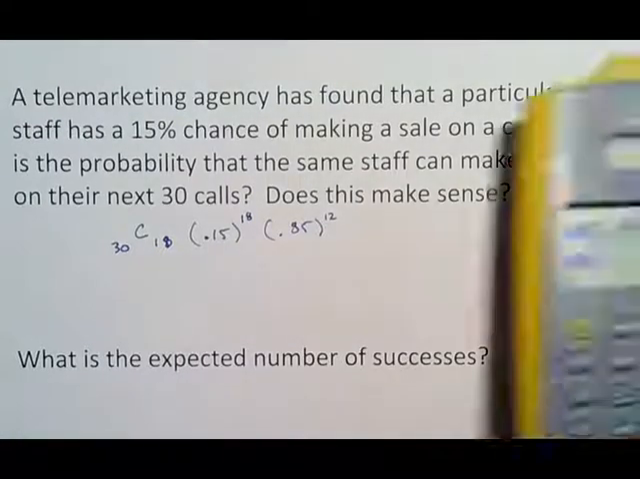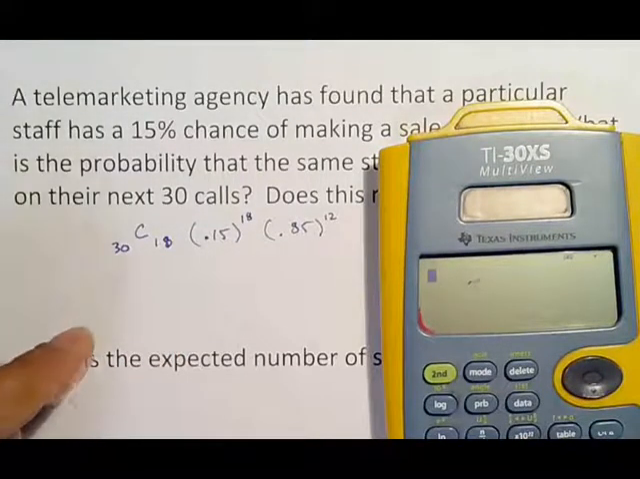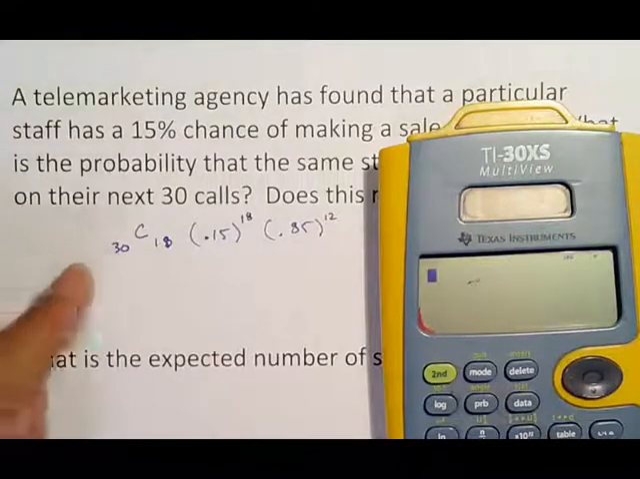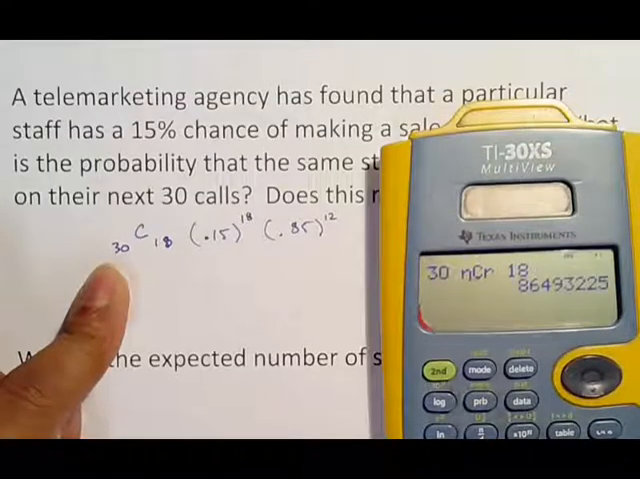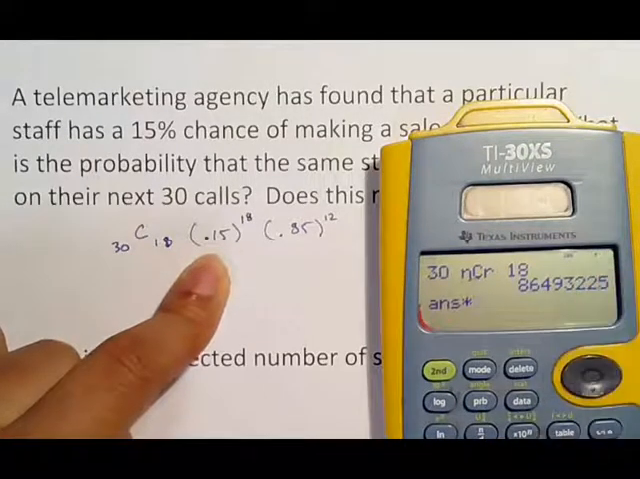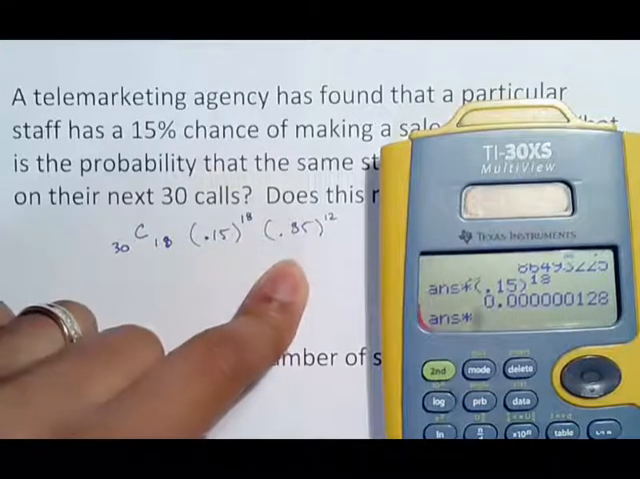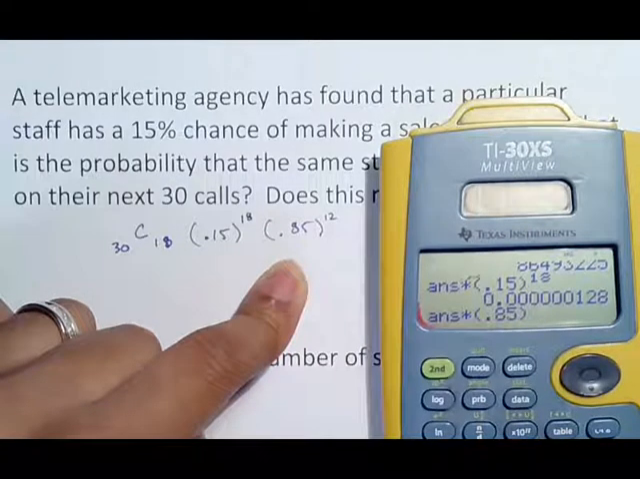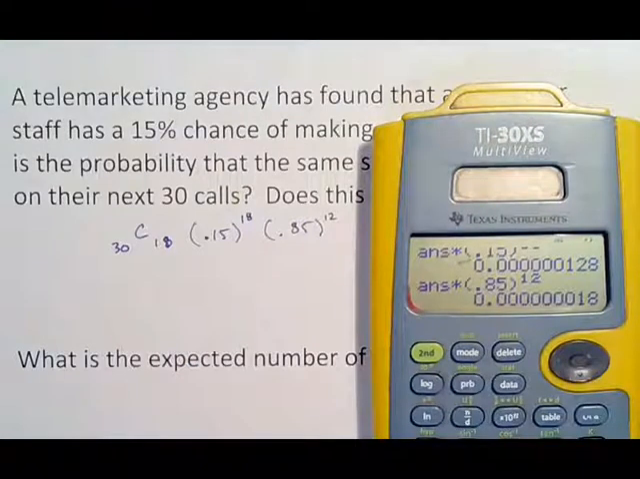And so I take my calculator and I plug that in. For this, I usually do one thing at a time. I think if you're on Desmos, you can probably type it in, but I would be careful, and I would just use the calculator's memory. So I would do 30 C 18, times, 0.15 to the 18th, equals, times 0.85 to the 12th, and I get a ridiculously low number, which makes me think that I did something wrong.